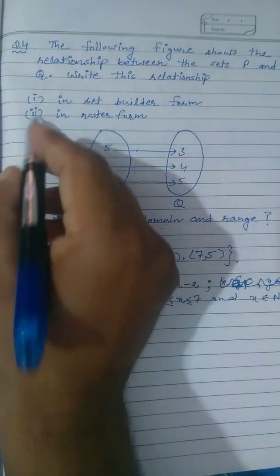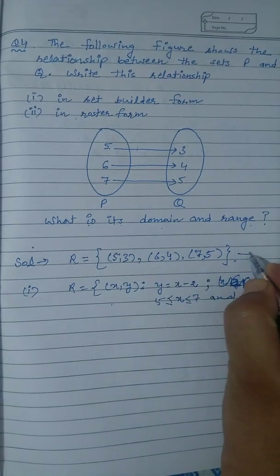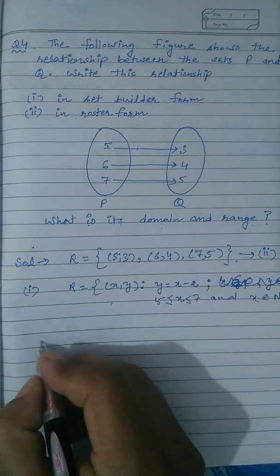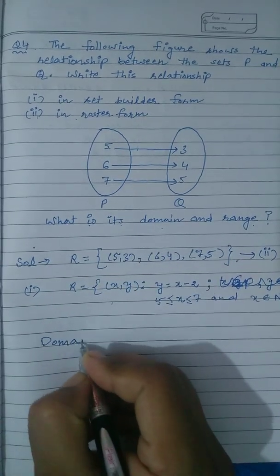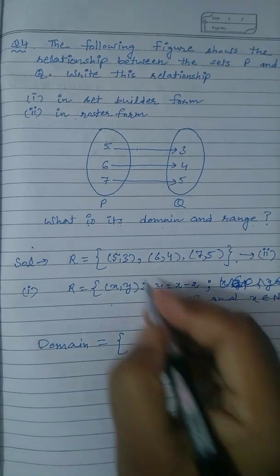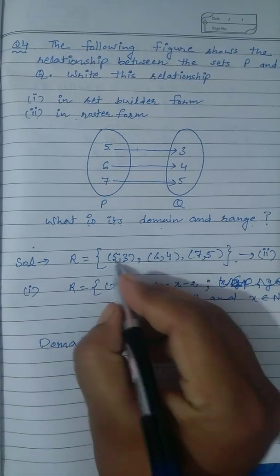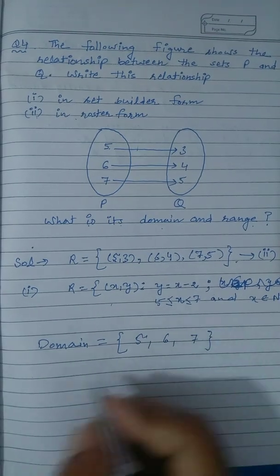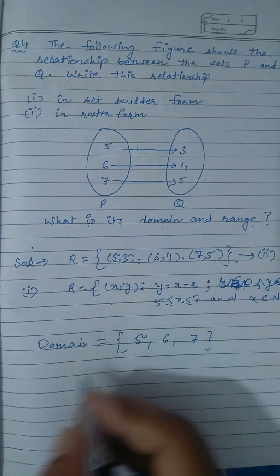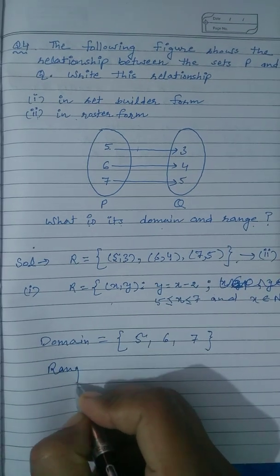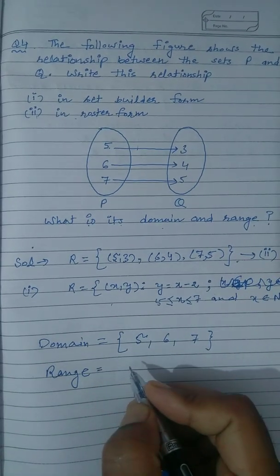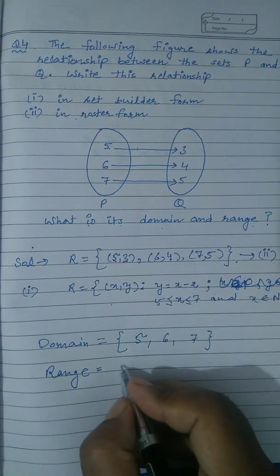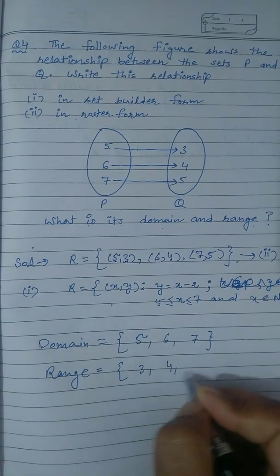Second part, what is the roster form? This is already given here. This is the roster form. What is the domain? Domain is equal to the collection of all first elements: 5, 6, 7. And what is range? Range is equal to the collection of second elements: 3, 4, 5.